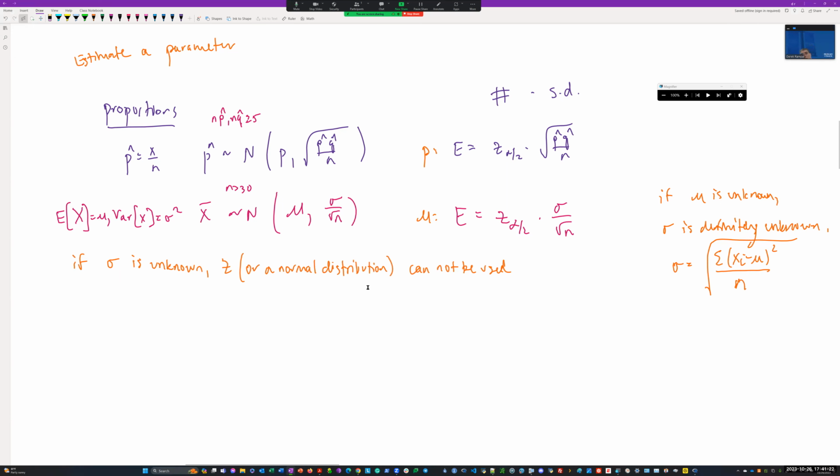If sigma is unknown, Z or a normal distribution cannot be used, because you can't actually calculate what Z is. You don't know what sigma is. Does that make sense? Z is equal to what? X minus mu over sigma. Is that correct? Questions?